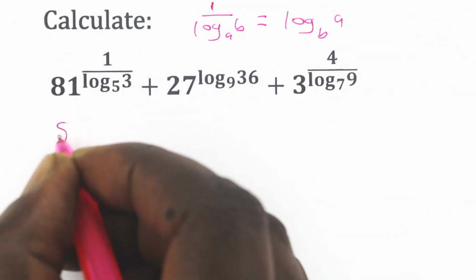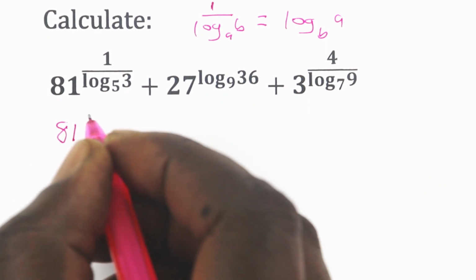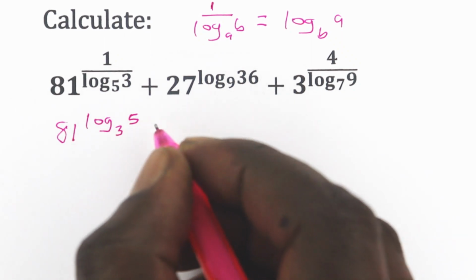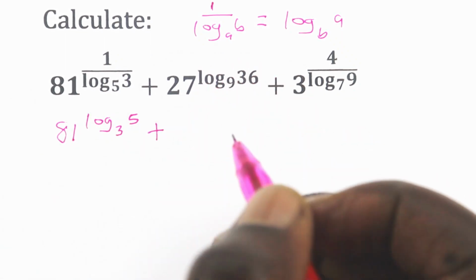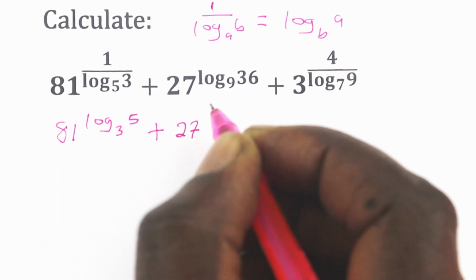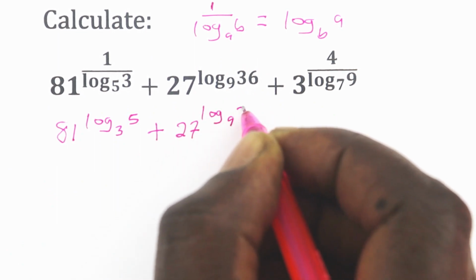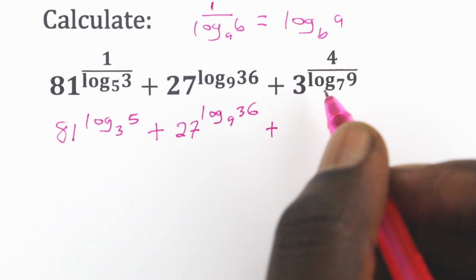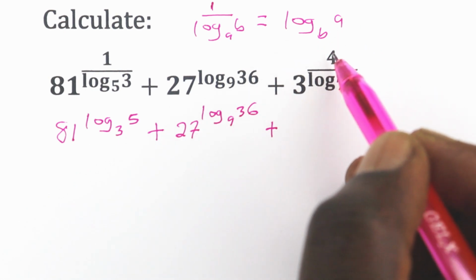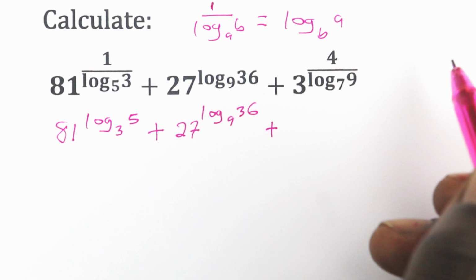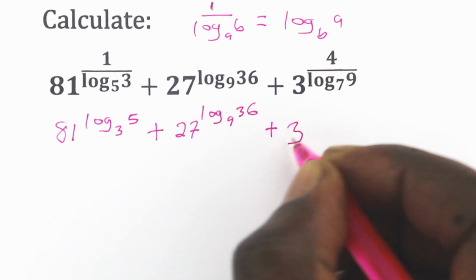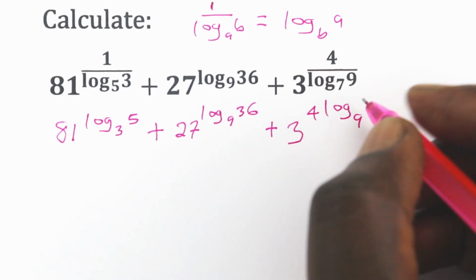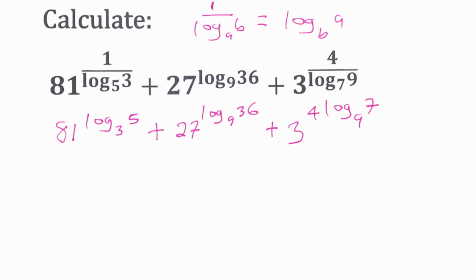So we're going to have 81 raised to the log of 5 to base 3, that is. Then for the second one, there's no need for change of base. It is just 27 raised to log of 36 to base 9. Then we can apply change of base for this one. So this is the same as 4 times 1 over log to base 7 of 9, which we can write as 3 raised to power 4 times the log of 7 to base 9.